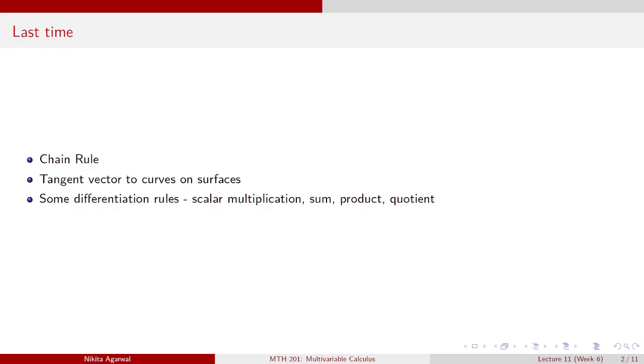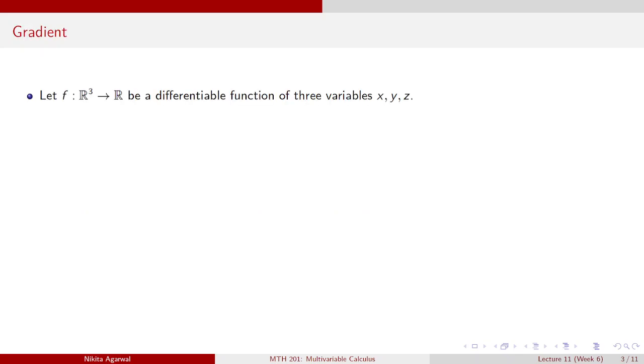In the last lecture we discussed chain rules, the definition of a tangent vector to a curve on a surface, and we also discussed some differentiation rules. Today we are going to talk about two concepts primarily: the gradient of a function and the directional derivative of a function. So let us first define the gradient of a function.